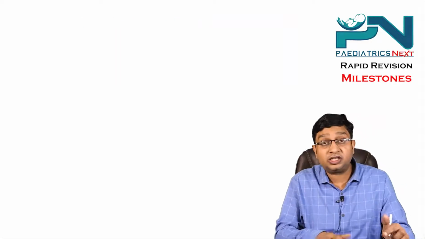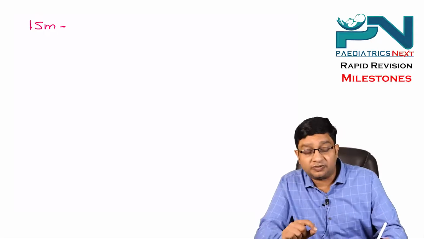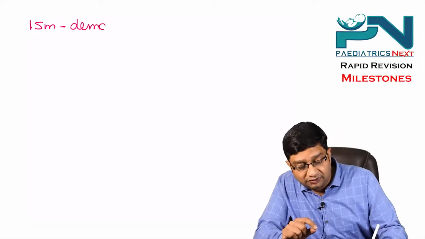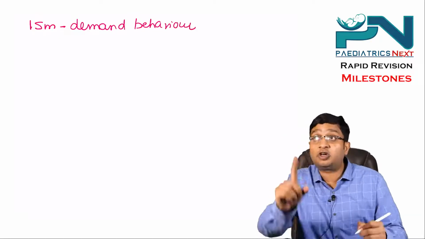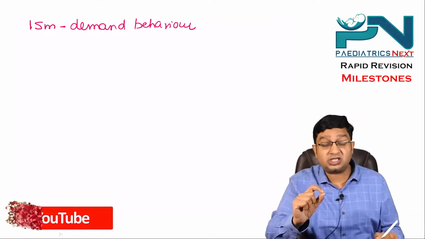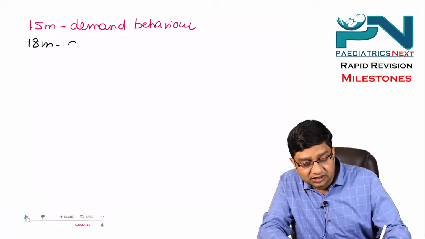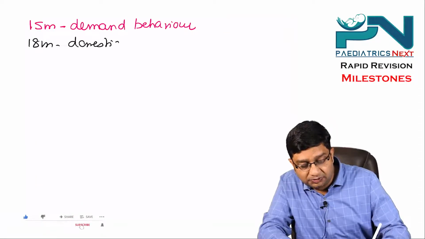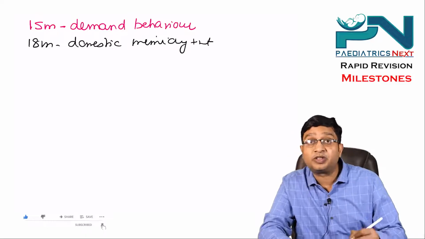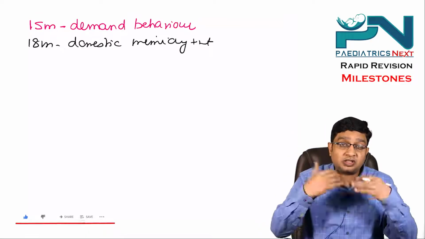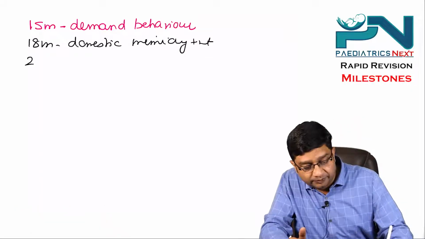Then very important in the social development only, 15 months. At 15 months we say demand behavior present. The child will ask for anything and he will say, I want that, I want that. So this demand behavior is at the age of 15 months. At 18 months we say domestic mimicry present. If the child just does the same as the elders are doing in the house, that is the domestic mimicry.